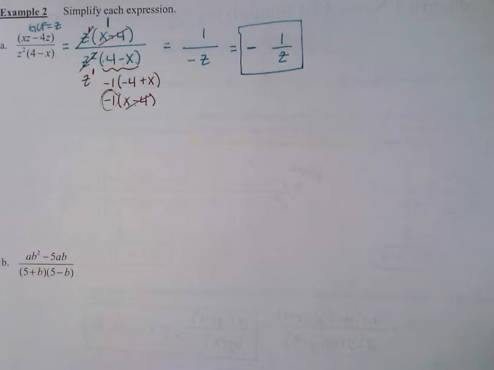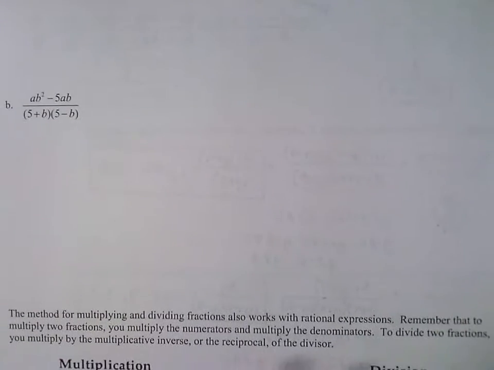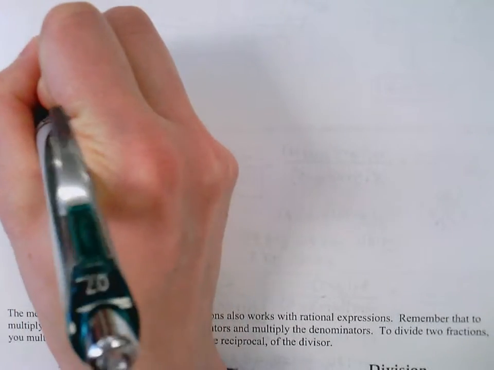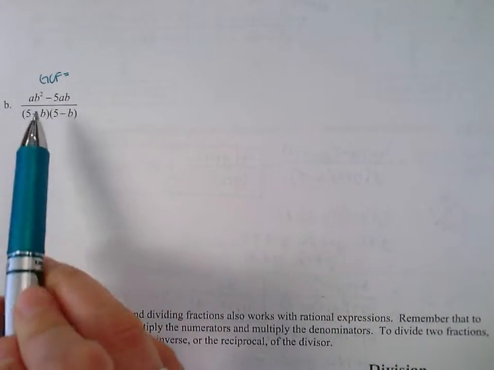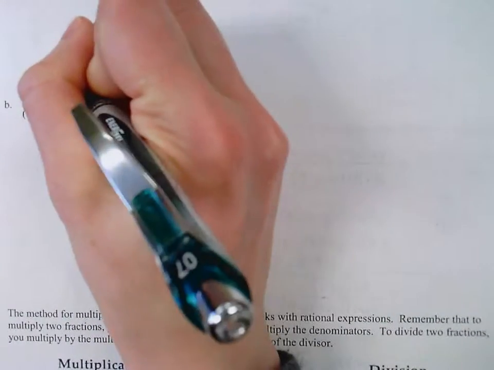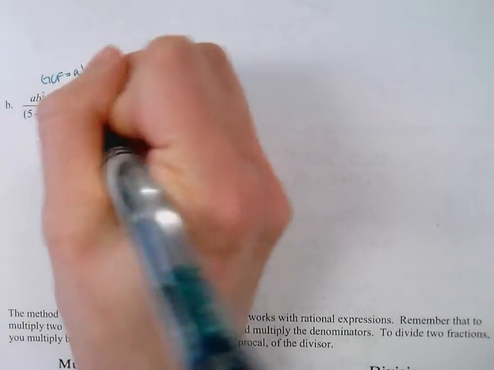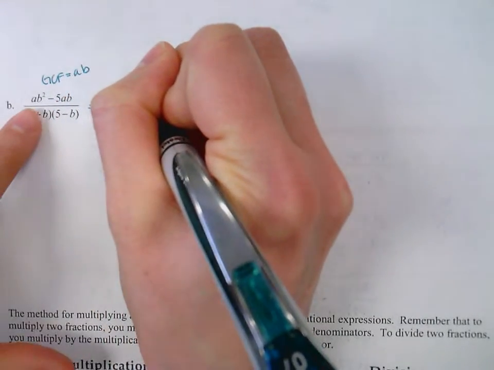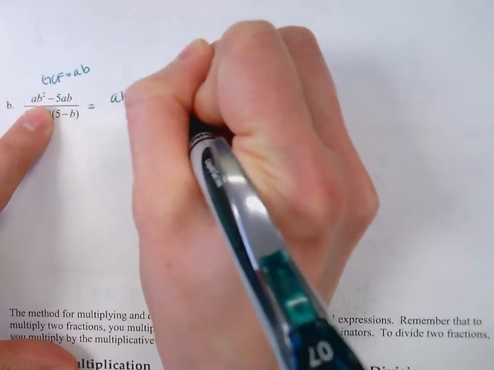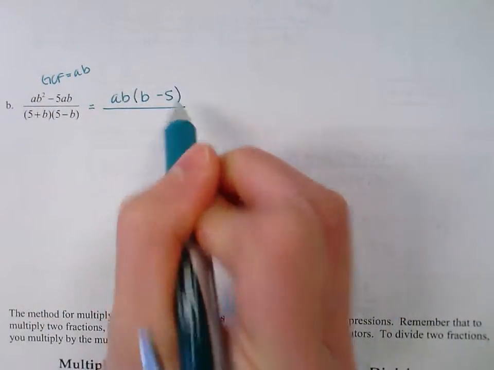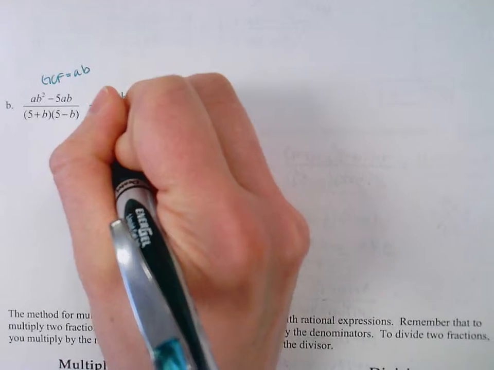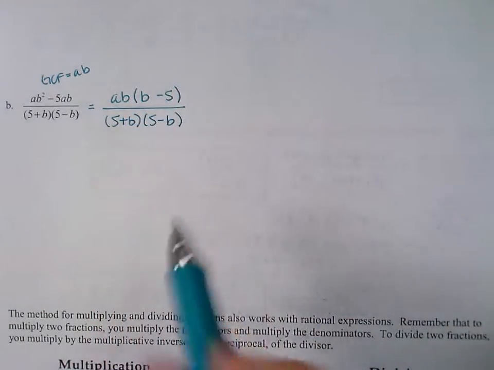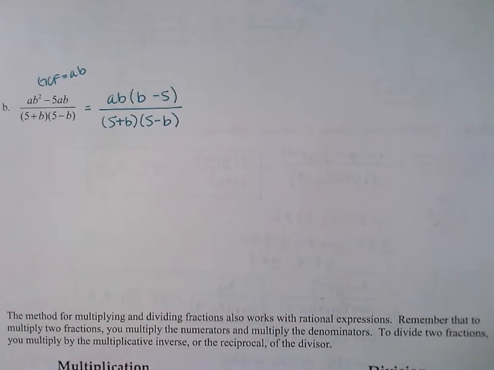So if we look at B, here's just another example of that, example B. So again, looking at the top, looking for a GCF, I notice that both of these terms have an A and a B. So if I factor out an AB, I'm left with still a B from this term, and then -5 over, my denominator's already factored, 5 plus B times 5 minus B. And it looks like right now nothing cancels out.